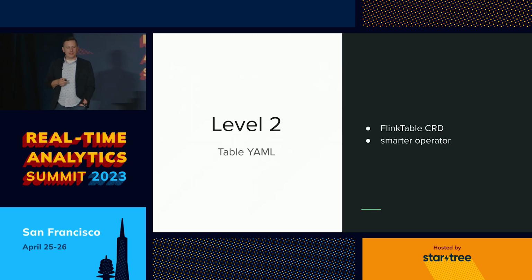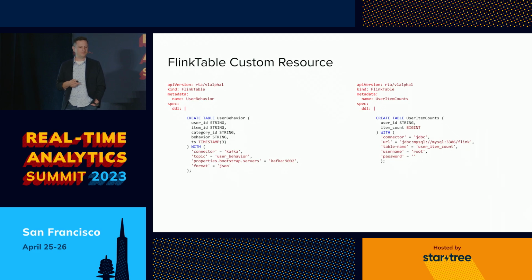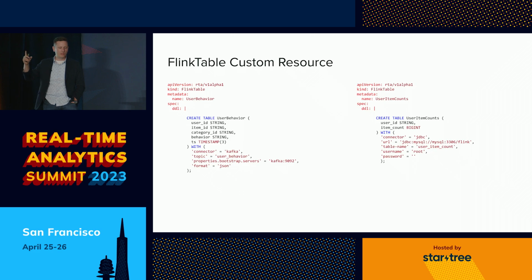So the next evolution of the idea is let's implement table YAML. So we'll introduce a new CRD, we'll call it a Flink table, and we'll make our operator a little bit smarter. Okay, so same idea with the Flink SQL job operator or custom resource. We can have a Flink table custom resource, and the idea here is that we just stick our DDL in one spot and we give it a name, right? So we have user behavior, we have user items, and the point of that is that it exists in one place. And then we can just reference it. We don't have to copy and paste this around in every Flink job that might have to access this data.